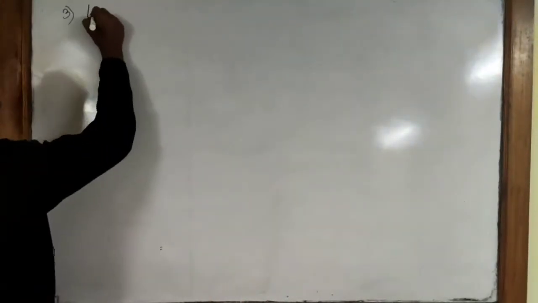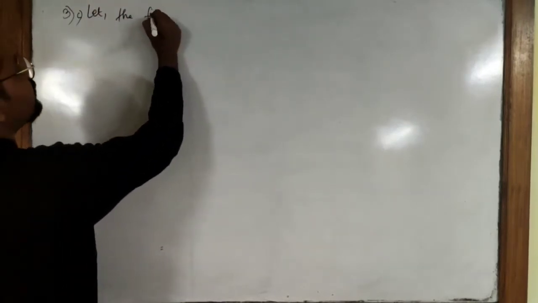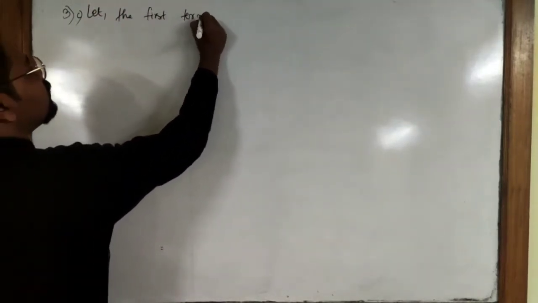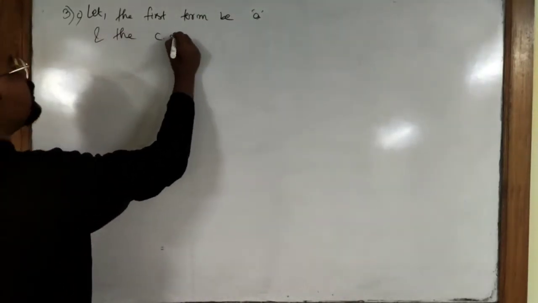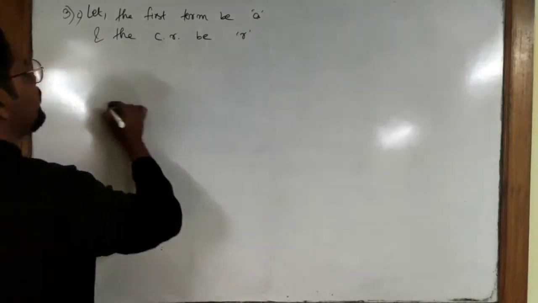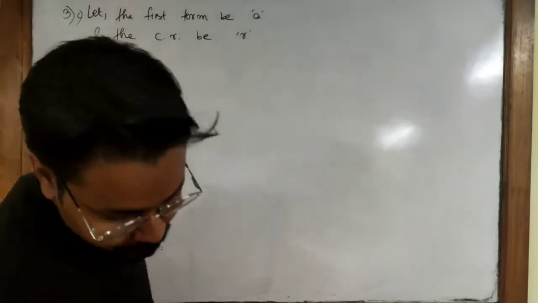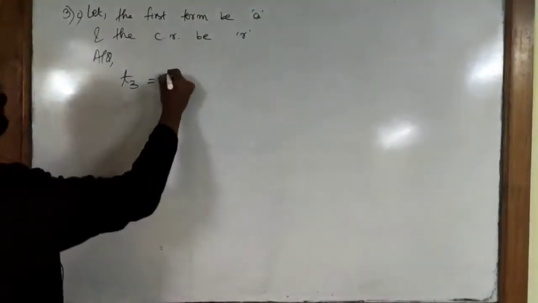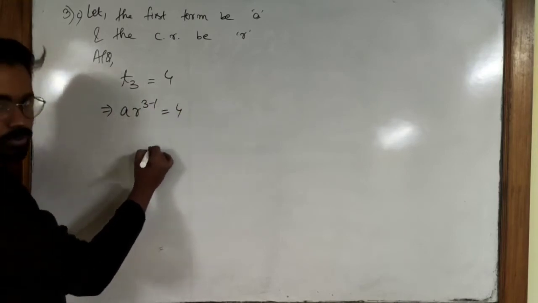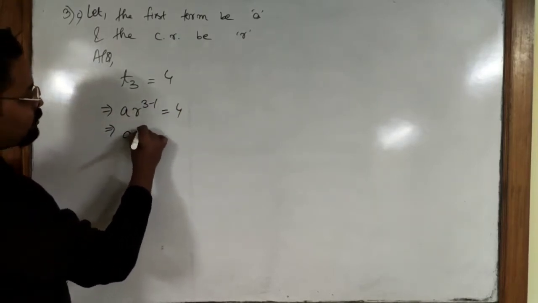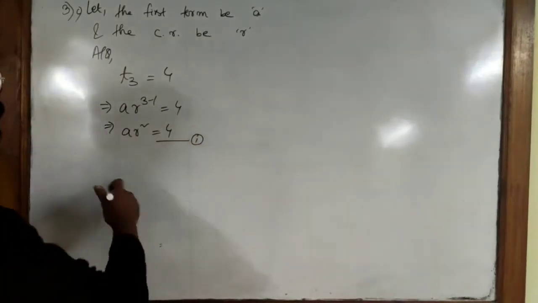So again let us consider, this will be 3c, let the first term be a and the common ratio be r. So now according to the question, the third term of a GP is 4. So that means a r to the power 3 minus 1 is equal to 4. So we have a r square equal to 4. Let's take this as number 1.